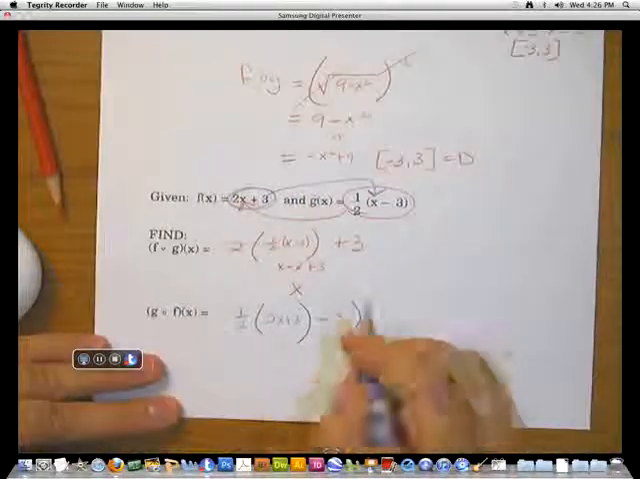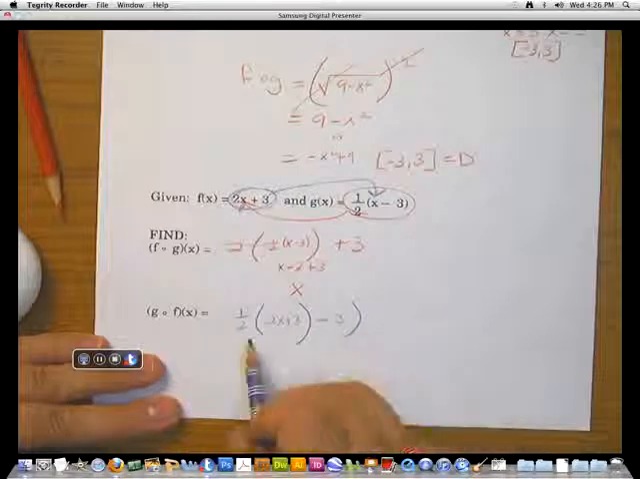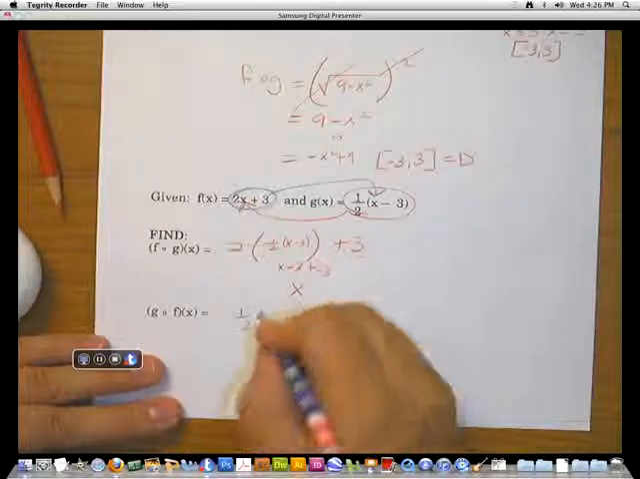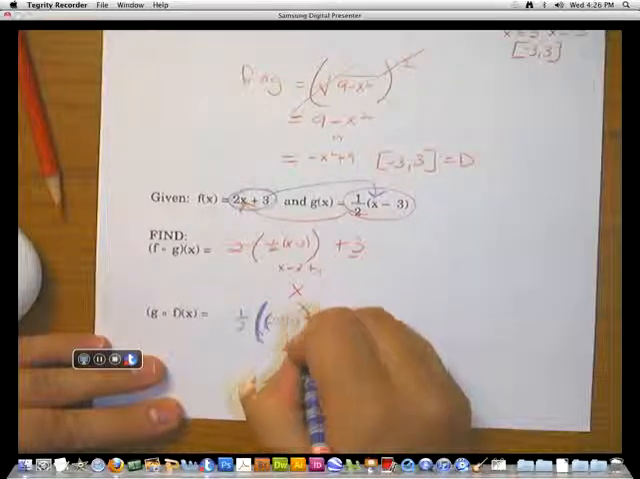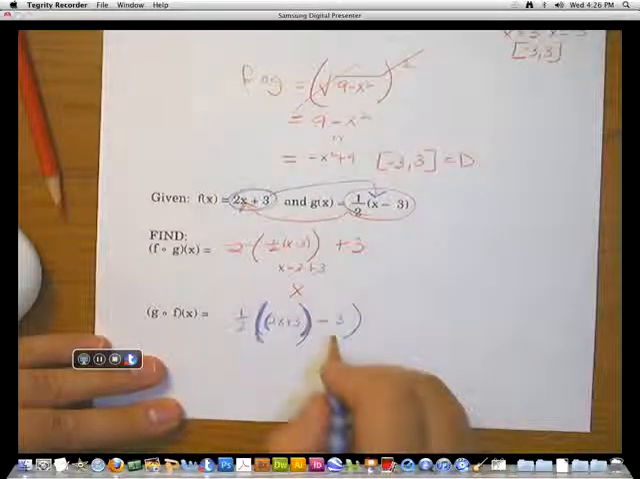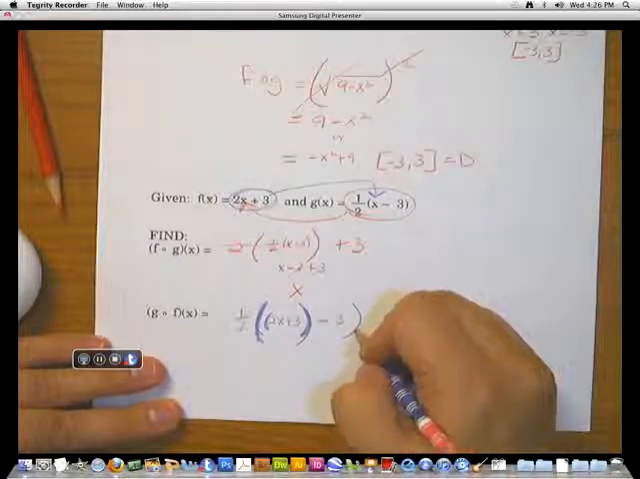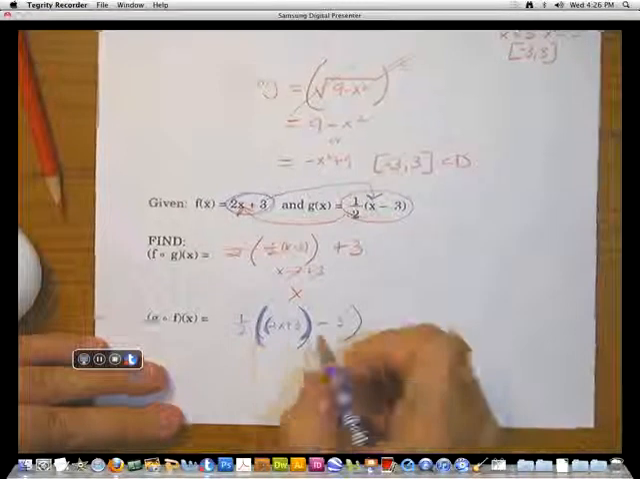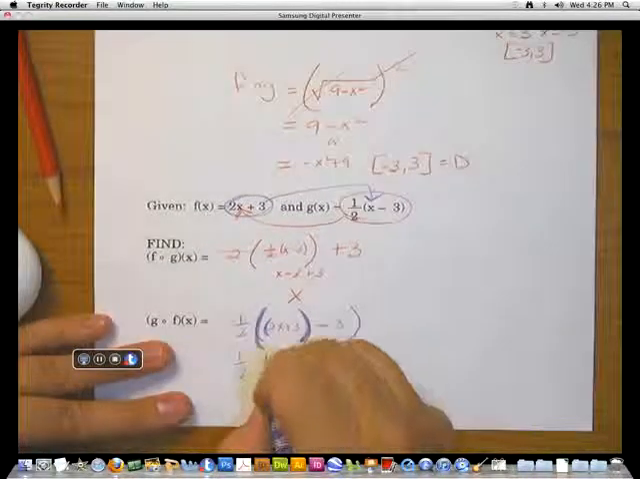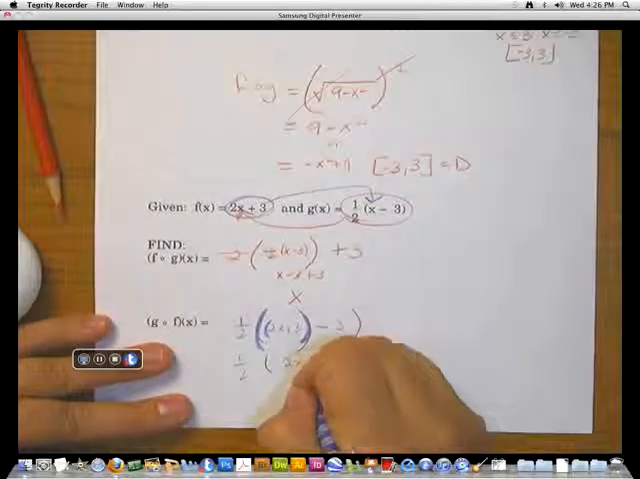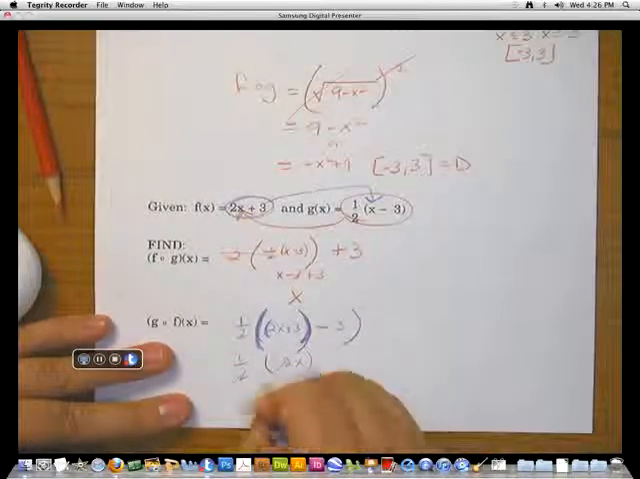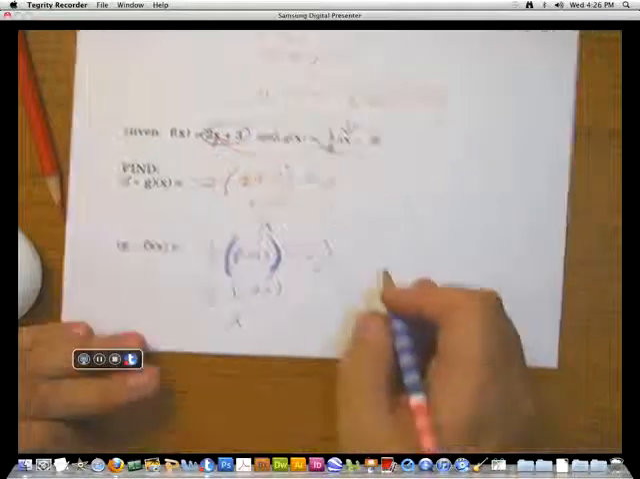Oops. Want that there, not. Let's see, 1/2 parenthesis. Sorry. There's my f minus the rest of my g. Okay? So we're going to get 1/2 times 2x and plus 3 minus 3 goes away. The 1/2 and the 2 go away, and it leaves x.